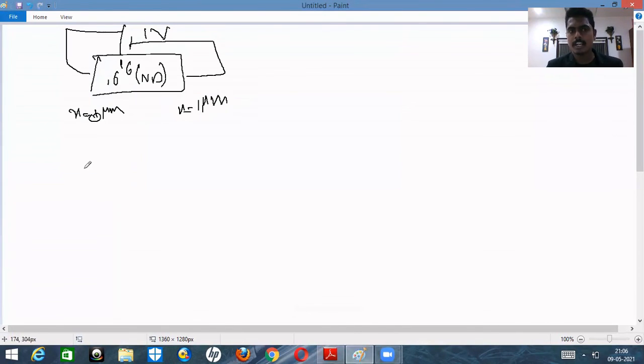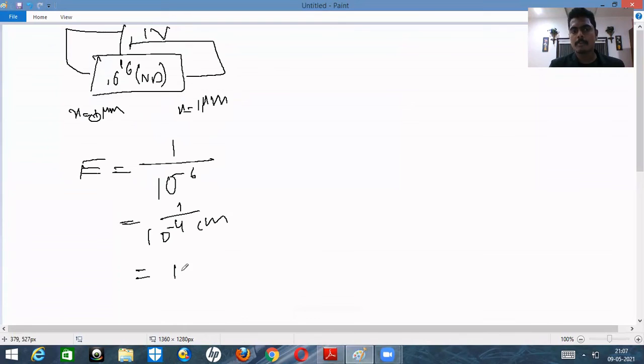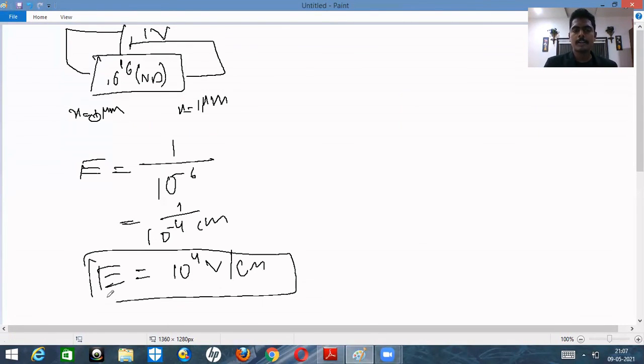So from this we can easily find electric field intensity. Electric field intensity is nothing but voltage upon distance. Distance is nothing but 1 micro. 1 micro is nothing but 10 power minus 6. So we need to find it in centimeters. So 10 power minus 4 centimeter. 1 volt over 10 power minus 4 centimeter equals 10 power 4 volt per centimeter. This is nothing but electric field intensity, right?